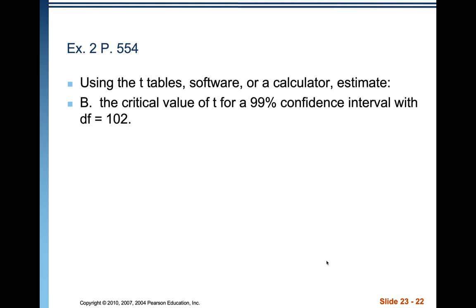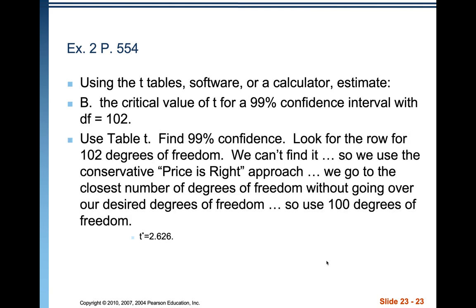All right, so let's find the critical value of T for a 99% confidence interval with degrees of freedom equal to 102. Now, if you look for the row with 102 degrees of freedom, you're not going to find it. So we have to use the conservative Price is Right approach. I don't know if y'all have watched The Price is Right, but the people that get to actually go on stage and participate get there by guessing the price of an object, the closest price to an object without going over. So we will use the closest number of degrees of freedom without going over our desired degrees of freedom. So in this case, 100, and we get that T star is equal to 2.626.